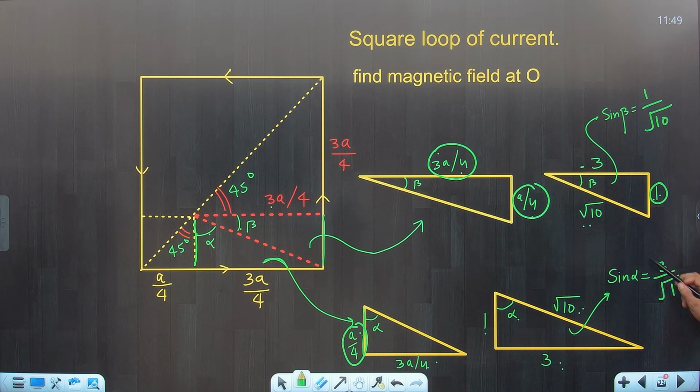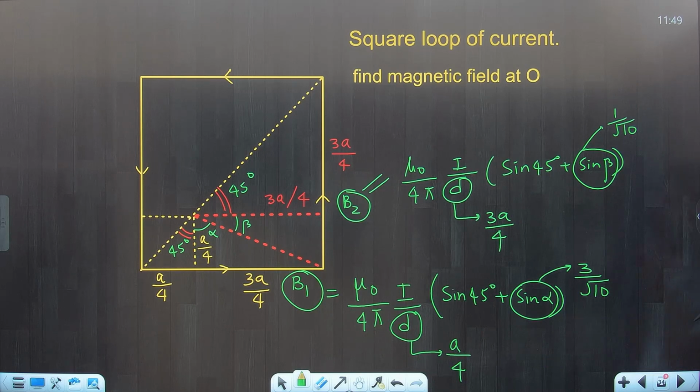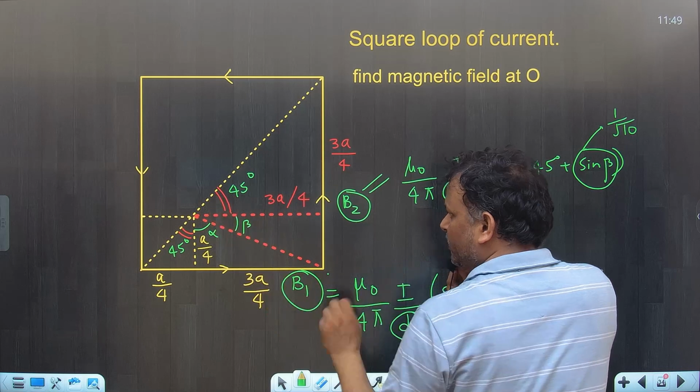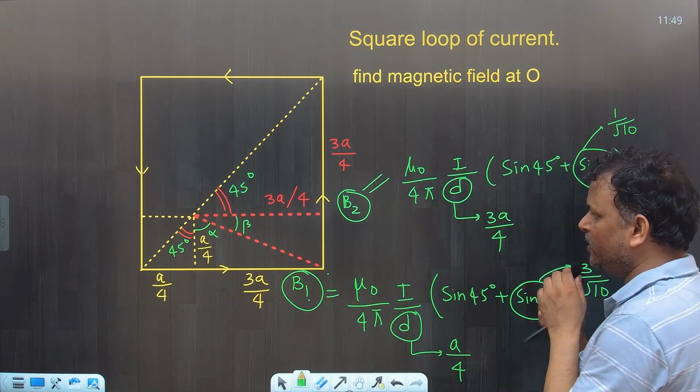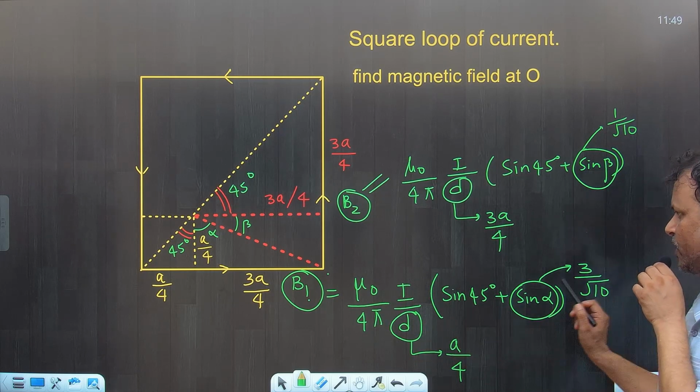So you have calculated sin alpha and sin beta. Now let us come to the question. You want to calculate the magnetic field due to this part of the wire at the point P. So the formula for this, B1, is mu naught by 4 pi, I by d, sin alpha plus sin beta.